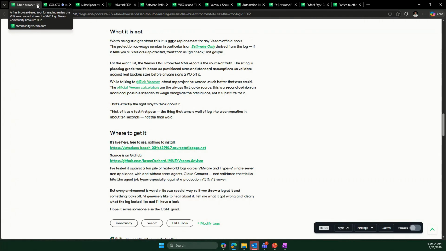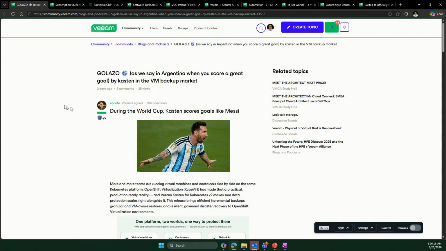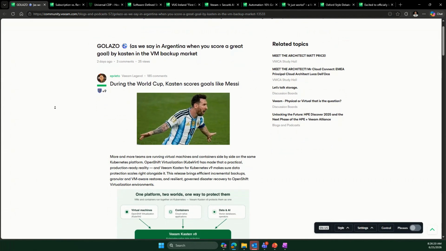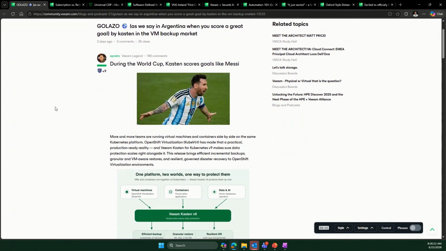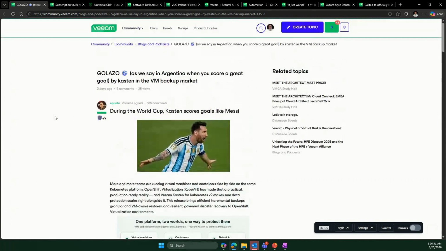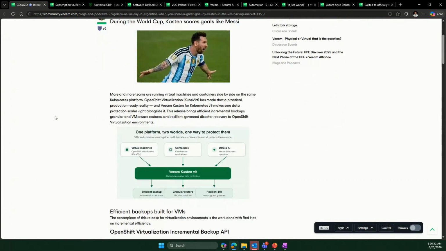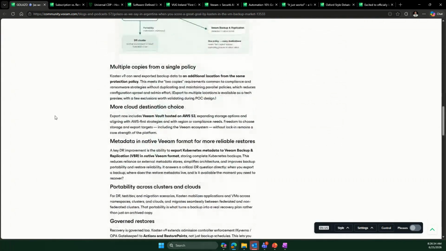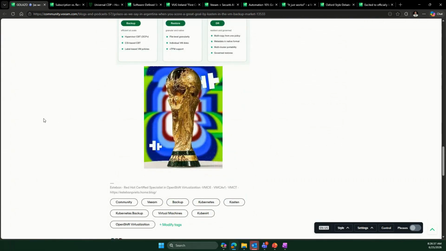I agree. Awesome. All right, next up is Esteban getting in World Cup fever with golazo, as we say in Argentina when you score a great goal, with Kasten in the backup market. So what caught your eye on this one, other than a cool picture of a semi-famous situation and the trophy? Messi, yeah.